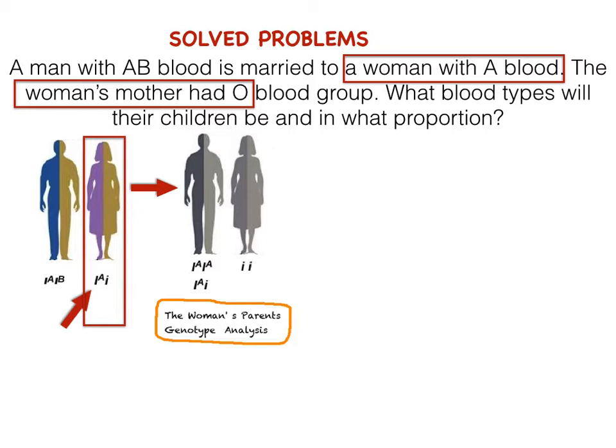But we know the woman's mother is O blood type, so she has two small i alleles, the O type alleles. Now let's see what kind of children, with what genotypes, these two people, her parents, will have when they cross.